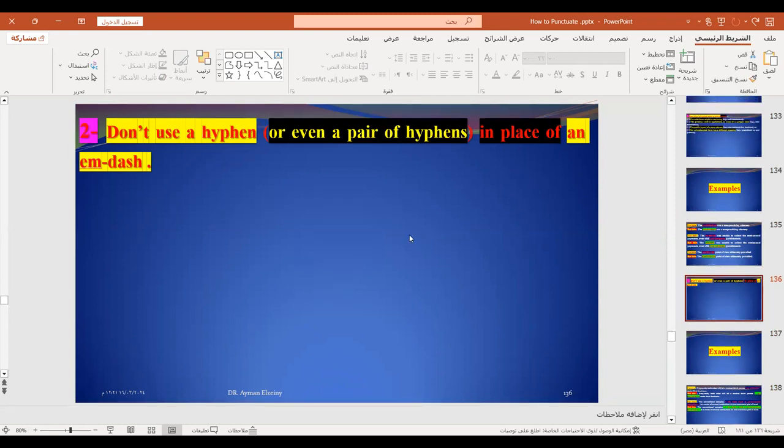We said don't use a hyphen, or even a pair of hyphens, in place of an em dash.